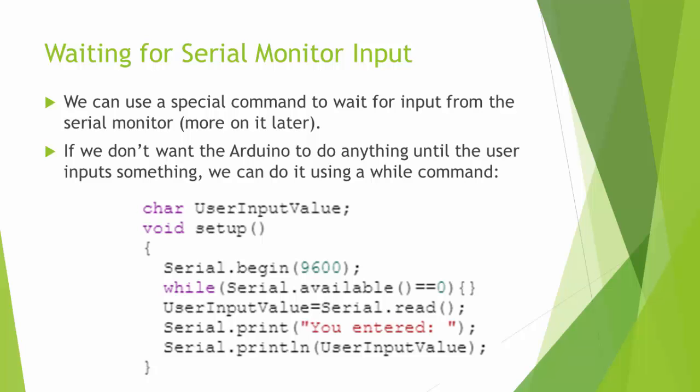So this simple sketch, all it does is echo back what the user entered onto the serial monitor and print it back out for you to see. In this case, we use the char type, so it'll only accept characters. But the key point here is if you want the Arduino to wait for something to be available from the serial monitor, you implement this little command right here.